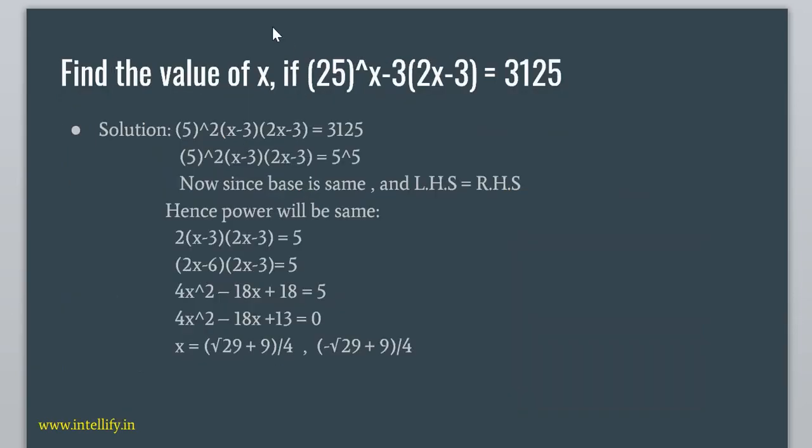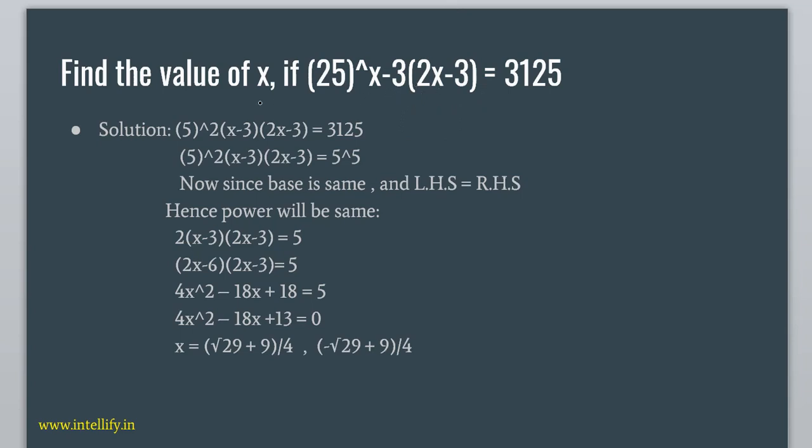Let's jump on to the next question we have. We have to find the value of x if 25 to the power x minus 3 into 2x minus 3 equals 3125. So we have LHS equals RHS and we have to find the value of x. For finding the value of x, we can make the bases equal. If bases are equal and LHS equals RHS, then the powers will also be equal, which will help us to find the value of x using this equation.